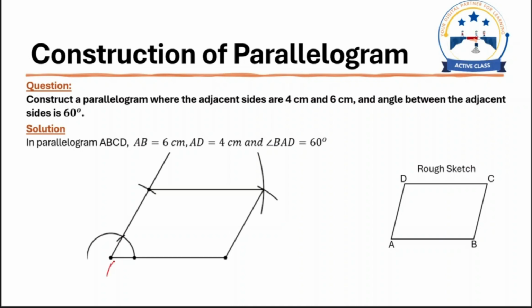Here this is point A, this one is point B, this one is point C, and this one is point D. Also, we are given the length of the adjacent sides, so AB is 6 centimeters, AD is 4 centimeters. This angle at point A is 60 degrees. We know one more property, that is, opposite sides of the parallelogram are equal and parallel.